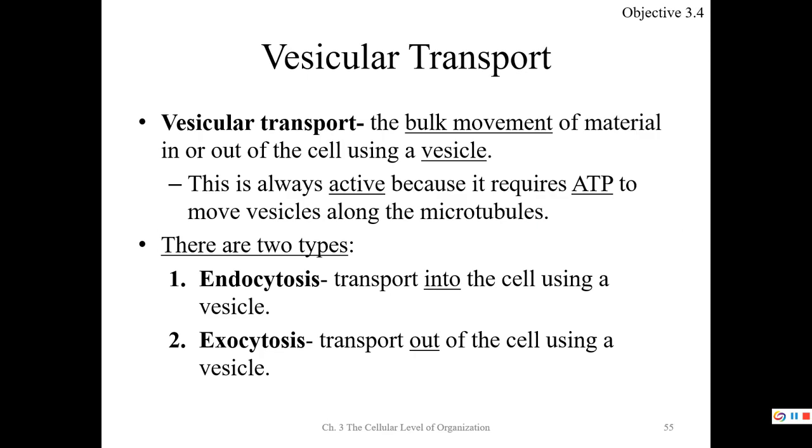Now, there's another way we can bring things in, and that's vesicular transport. Vesicular transport is a type of active transport. It's bulk movement of material into or out of a cell where a vesicle is used. It's always active because ATP is required to move vesicles on microtubules. And we have endocytosis. That's transport into a cell using a vesicle. And we have exocytosis. That is transport out of a cell using a vesicle.